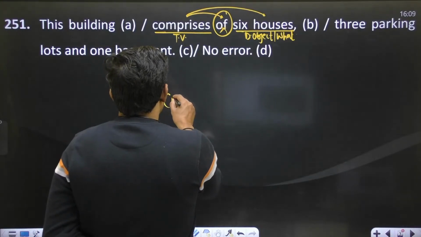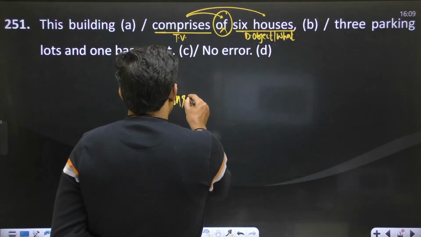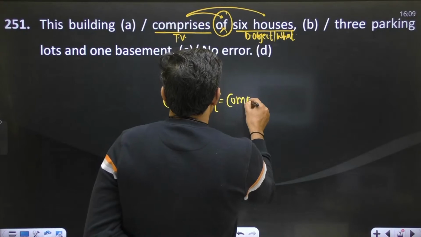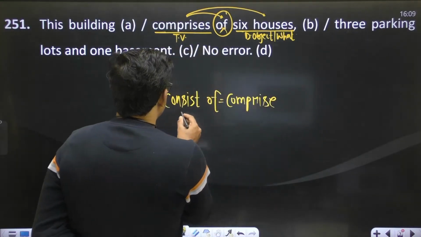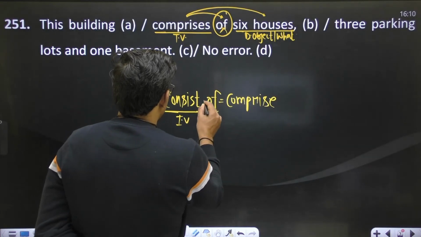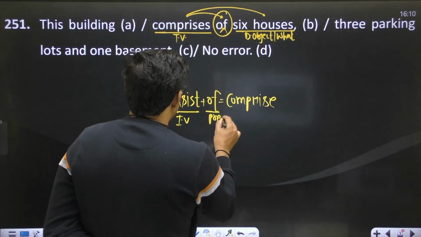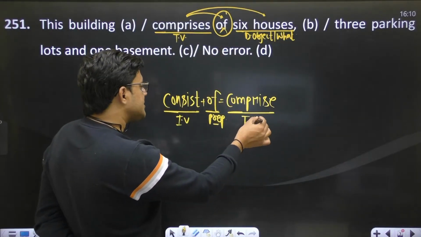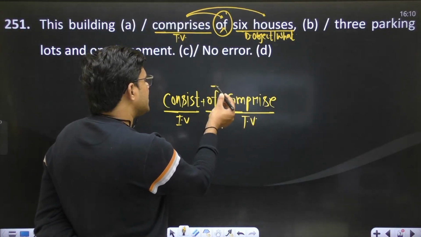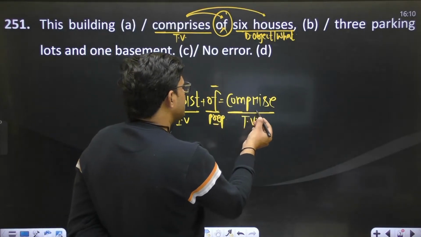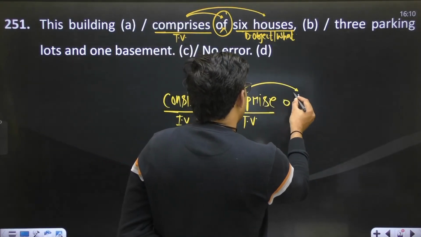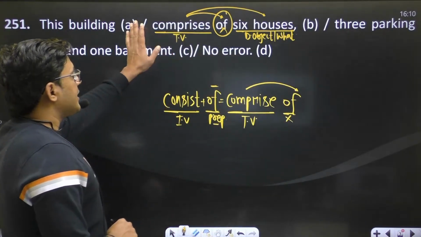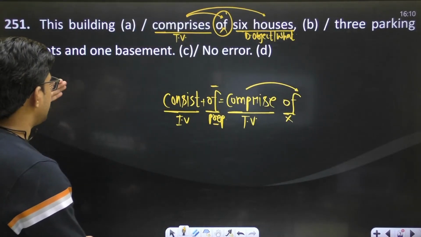Okay, make sure consist of is equal to what? It is equal to comprise. So after joining this intransitive verb plus preposition, intransitive verb plus preposition is equal to what? A transitive verb. So it means in this transitive verb you already have the preposition of. When you already have the preposition of inside comprise, you can't use the preposition of after this transitive verb comprise. So: comprise 6 houses, 3 parking lots, and 1 basement.